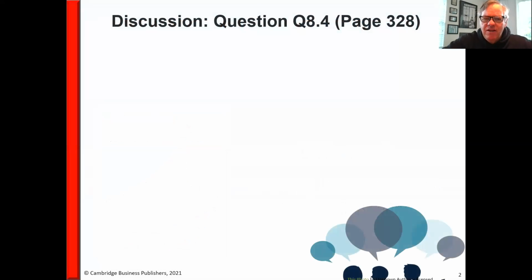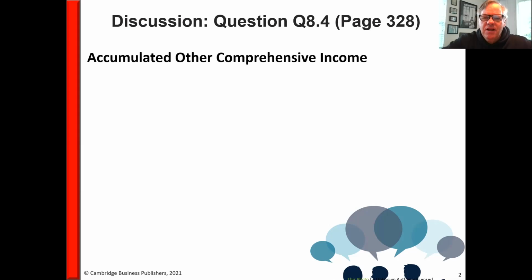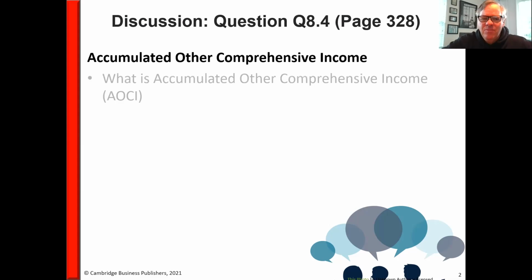First, we've got discussion question 8.4 on page 328. This one has to do with accumulated other comprehensive income, AOCI. It sounds like that Congresswoman, AOC. But this is AOCI, so this is even more important than AOC. This is accumulated other comprehensive income.